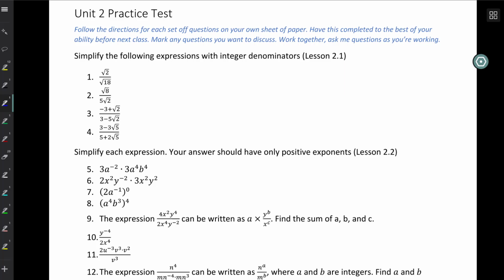Let's take a look at group 1 through 4, simplifying the following expressions with integer denominators. That means we want no radicals in the denominator. The more difficult ones tend to be ones where we have binomial, or two-term, expressions. So let's take a look at number 3. Let's do number 3 together.